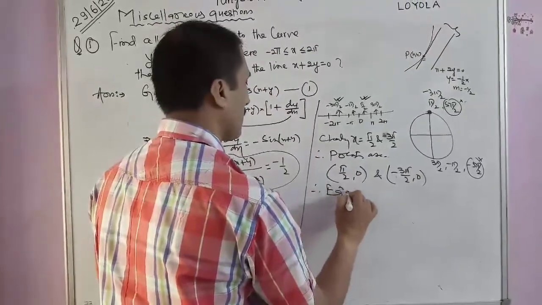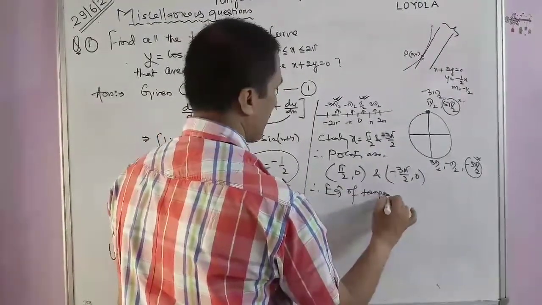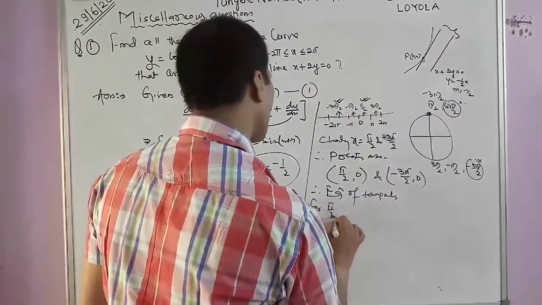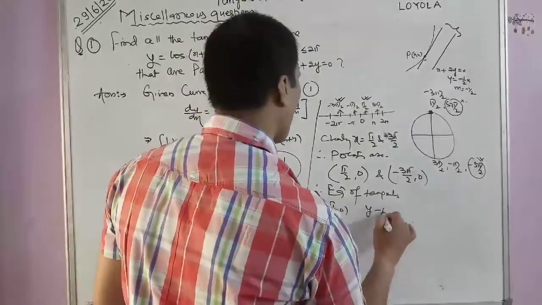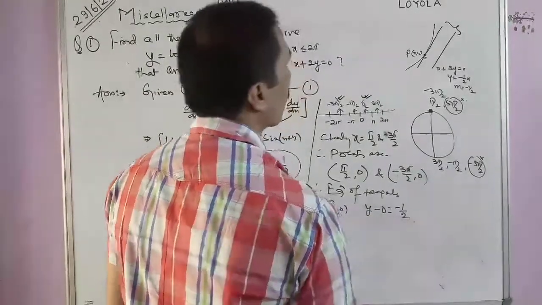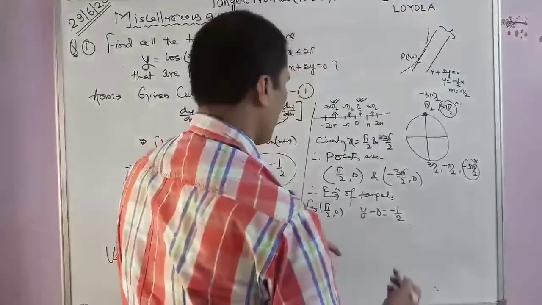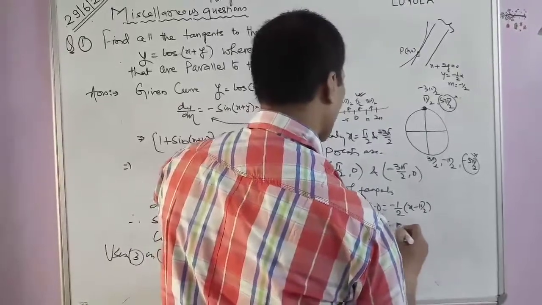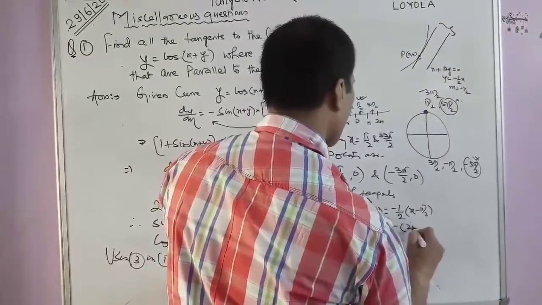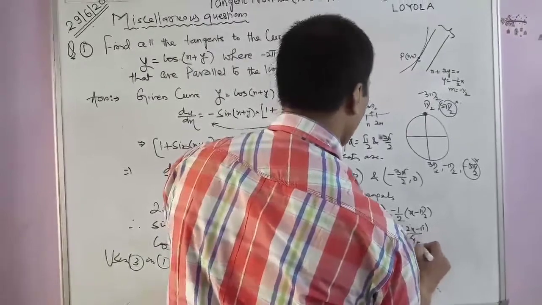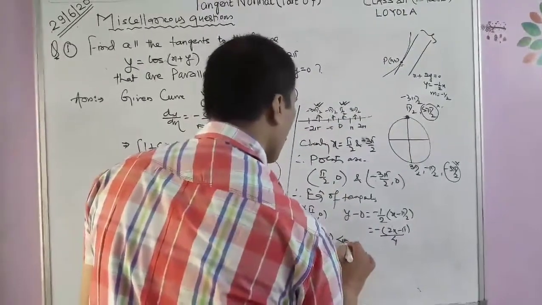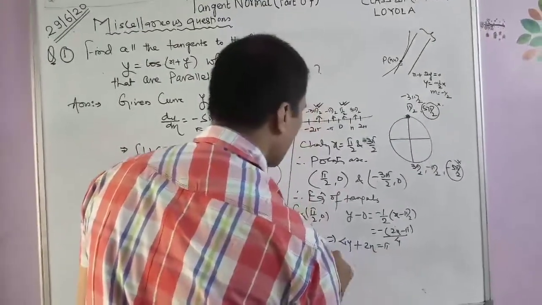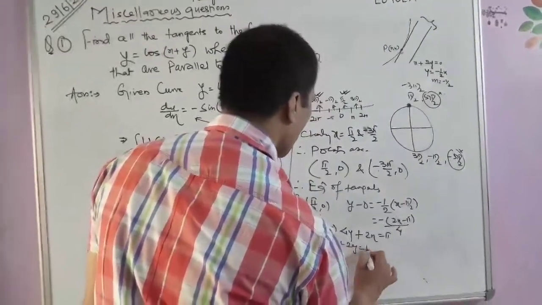Therefore, the equation of tangents. For the point (pi by 2, 0): y minus y1 equal to slope, minus half, times (x minus x1), that is x minus pi by 2. This gives 4y equal to minus 2x plus pi, so 4y plus 2x equal to pi. This implies x plus 2y equal to pi by 2.